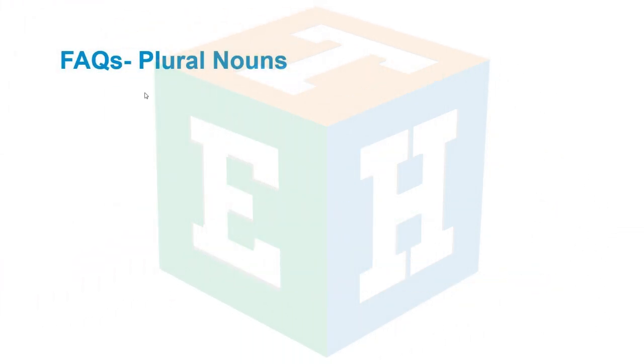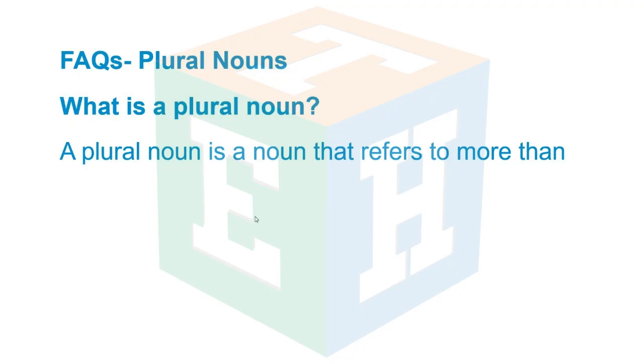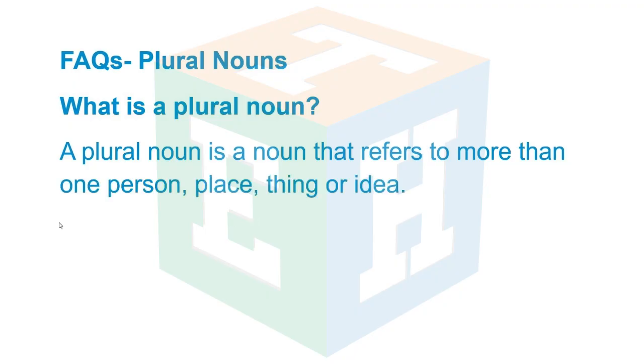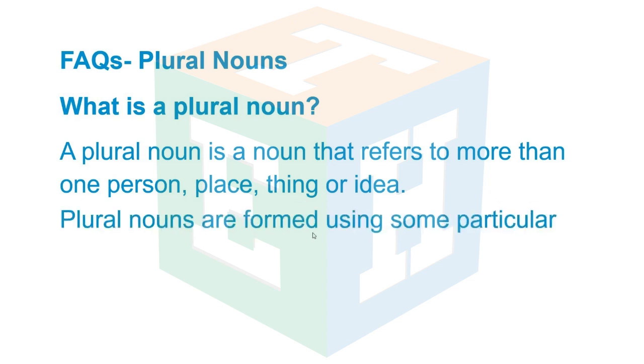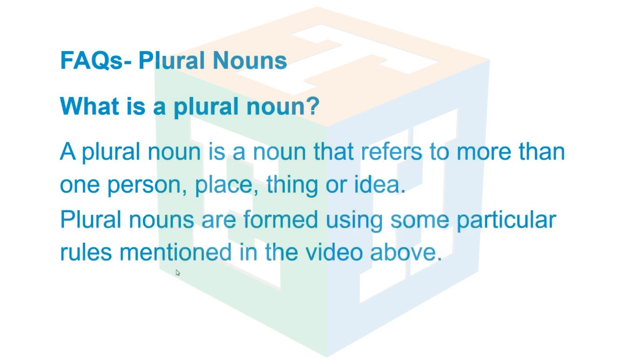Frequently asked questions: plural nouns. What is a plural noun? A plural noun is a noun that refers to more than one person, place, thing, or idea. Plural nouns are formed using some particular rules mentioned in the video above.